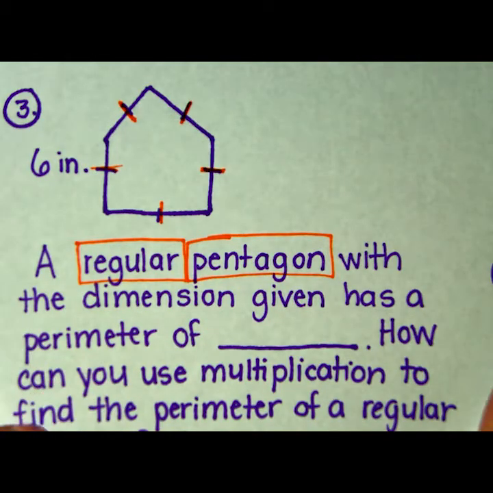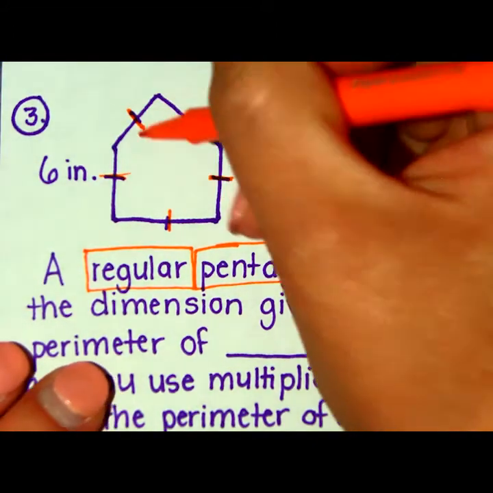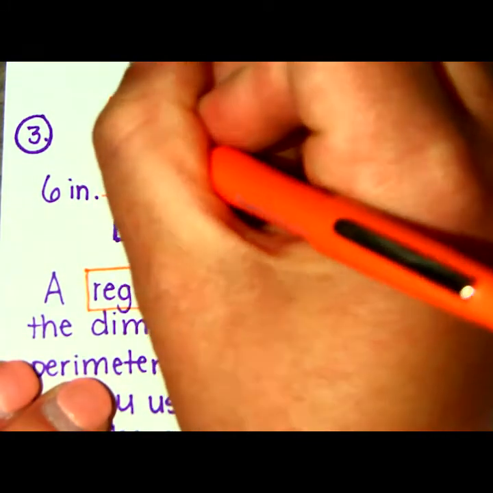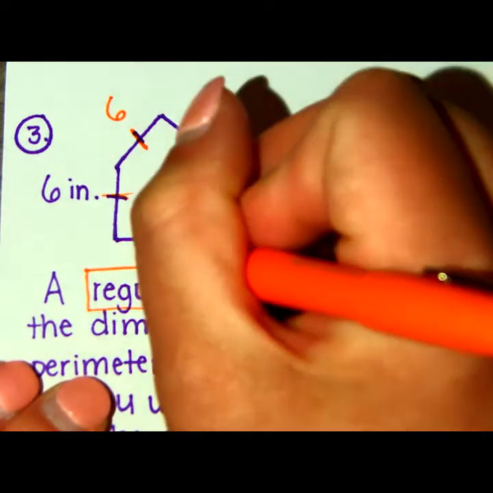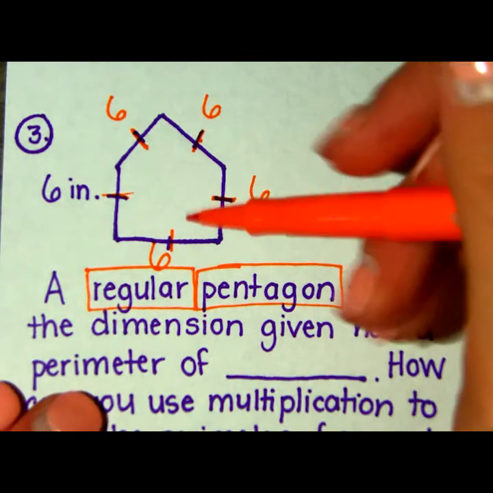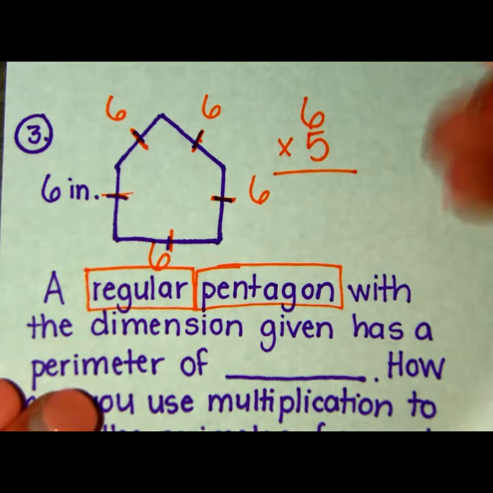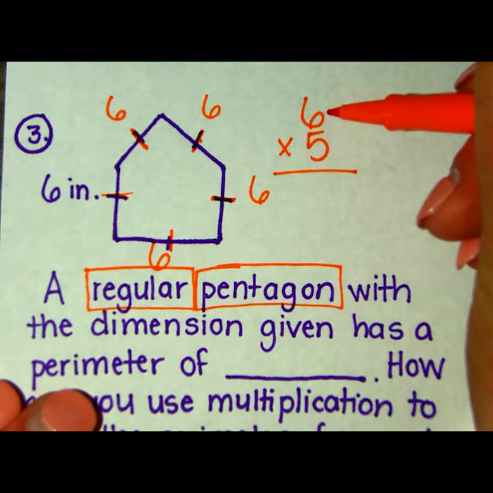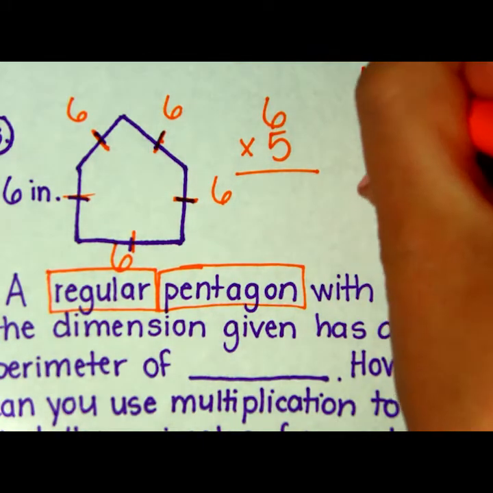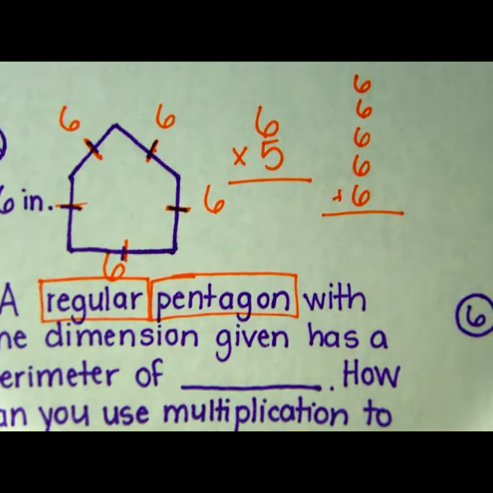Now, I kind of stink at drawing, so maybe they're not quite perfect. However, I see these marks and the word regular, so I know that means all sides are the same length. So I can go ahead and fill in all of these measurements. And pentagon, again, means 5-sided figure. So really, that's the same as 6 multiplied by 5. 5-sided figure, 6 inches for each side. Or, if you don't like to multiply, you could use repeated addition. You're adding the number 6, and you're doing it 5 times.